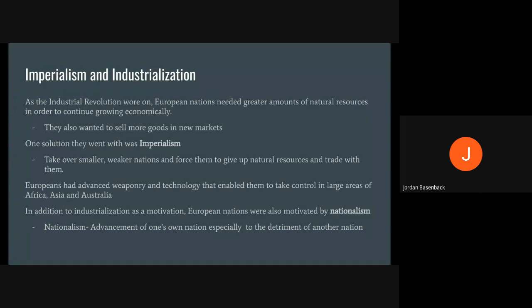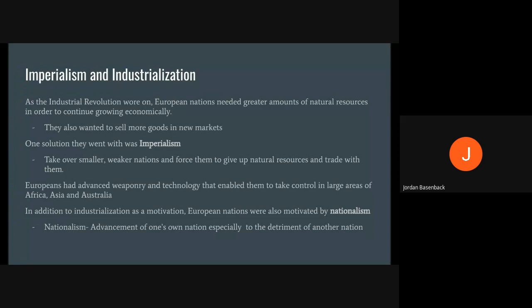And in addition to industrialization as a motivation for this sort of imperialism, there was also a rise in what is called nationalism. And nationalism is what we would popularly refer to as patriotism in the United States. And nationalism is the advancement of one's own nation, especially to the detriment of another nation.